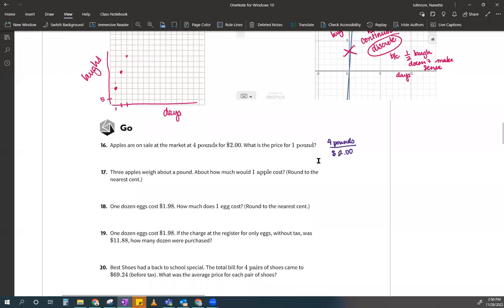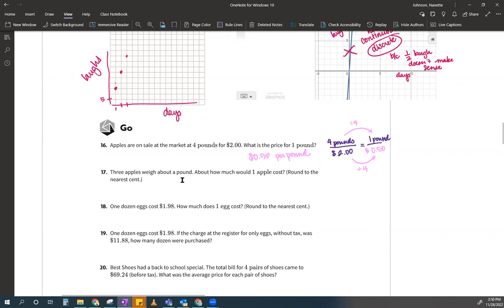So then I say, I want an equivalent fraction for 1 pound up here. How do I get from 4 to 1? I divide by 4, right? Because we're in fractions, I'm going to do the same thing on the bottom. So 2 divided by 4 is 50 cents. Okay, so that's 50 cents a pound.